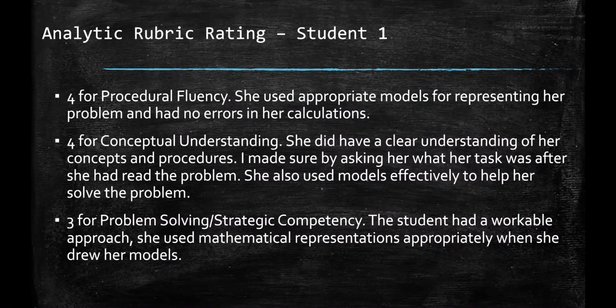So for the analytic rubric rating for student one, I gave her a 4 for procedural fluency. She used appropriate models for representing her problem and had no errors in her calculations. For conceptual understanding, I gave her a 4. She did have a clear understanding of her concepts and procedures. I made sure by asking her what her task was after she had read the problem. She also used models effectively to help her solve the problem.